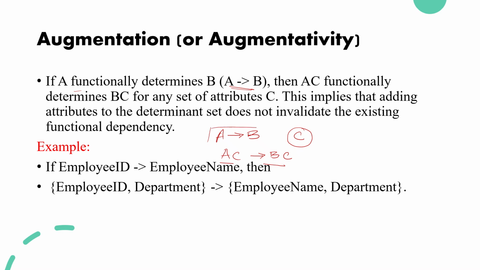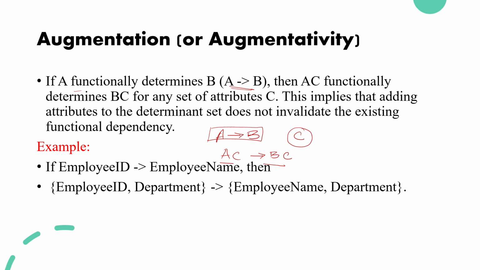So this is the original functional dependency. If I am adding the attribute C on both sides, the functional dependency maintains the dependency property. So again we can say AC is going to determine BC. So this is called augmentation.